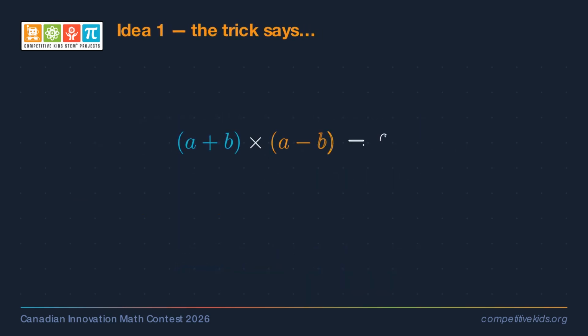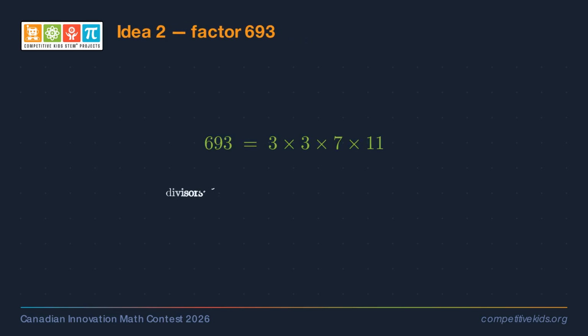The 2 squares trick says (a + b)(a - b) = 693. So every way to write 693 as a product of 2 whole numbers gives a candidate for the 2 sides. Factor 693. 693 equals 3 times 3 times 7 times 11.